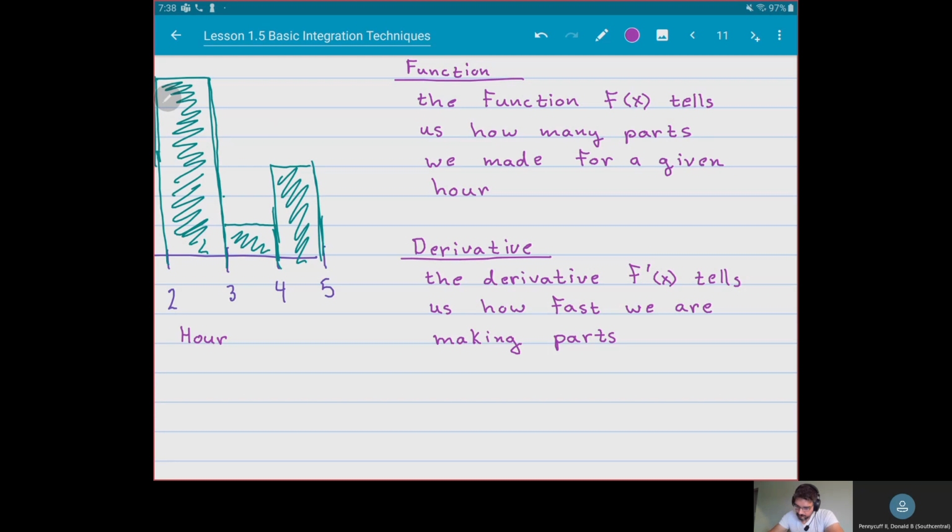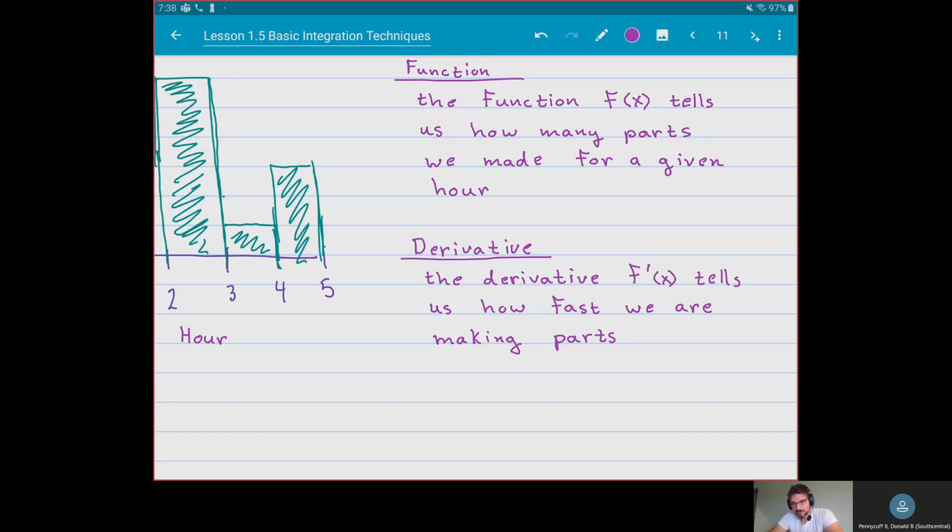Now, if it's negative, that means you're losing. It's going down. Positive's going up. Zero, staying the same. But the derivative tells us how fast. So if you need to know the speed, which is velocity, then you need to find the derivative. If you need to know the acceleration, that's the second derivative.